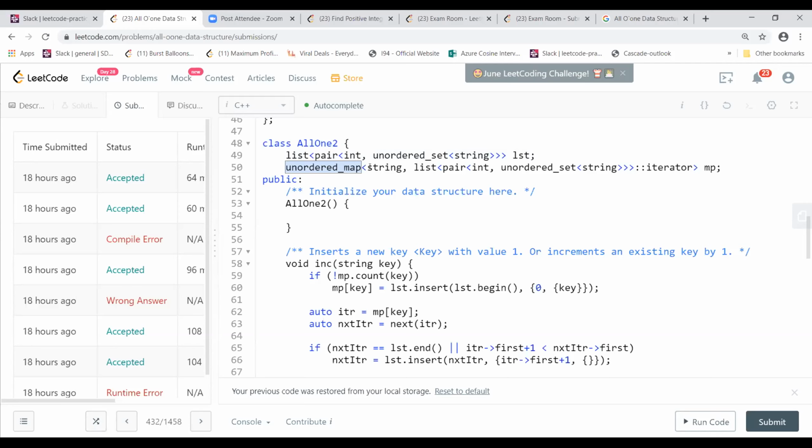Then this is the unordered map here. I have a key and then this part. Okay, this is the iterator part. Actually, it is the same way we implement the LRU. Yep. So you have the iterator here, and then you can store that.